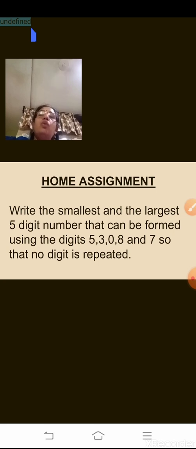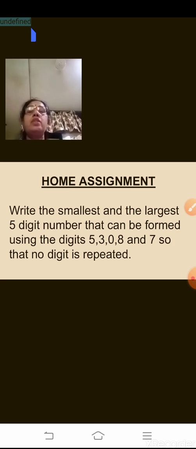Okay, now regarding rounding of the numbers to the nearest 10, we have learned. Rounding of the numbers to the nearest 100 and to the nearest 1000, we'll be doing it in the next class.